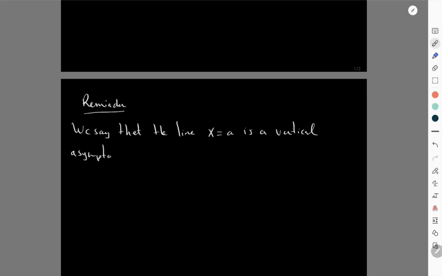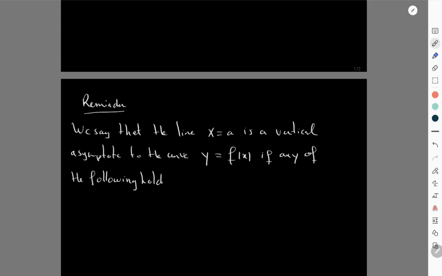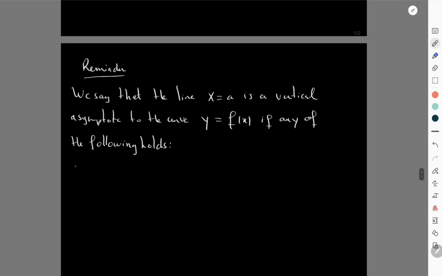Reminder, we say that the line x equal a is a vertical asymptote to the curve y is equal f of x if any of the following holds. We have like six criteria.